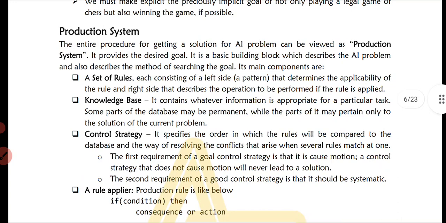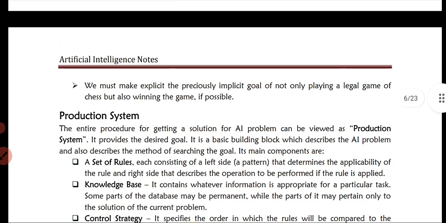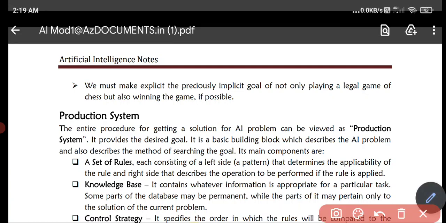And the production system. In the previous semester you might have learned this in computer graphics, and one more subject you have learned, that is ATC. There also you have learned regarding production. So production is nothing but a set of rules. So production system: the entire procedure for getting a solution for an AI problem can be viewed as a production system.